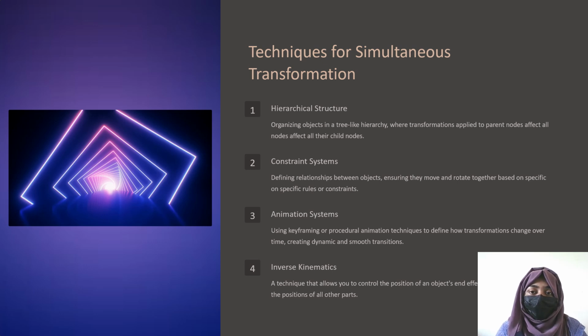Next is techniques for simultaneous transformations. What techniques are we using for simultaneous transformation of objects, when we want to move objects with their dimensions and so on? Hierarchical structure, constraint systems, animation systems, and inverse kinematics. So these are the four techniques we use for simultaneous transformation.